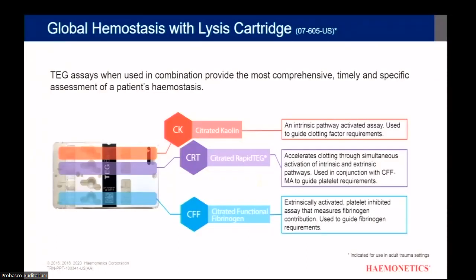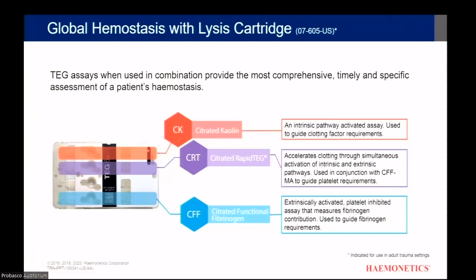The cartridge, again, has the 3 tests in one. So saturated kaolin being the sample that you guys run right now, a la carte. It gives you all of the parameters. So R, K, angle, MA, LY30 will all still report out in that saturated kaolin red tracing. Saturated rapid TEG, I believe we do have that available here. I'm not sure how often you guys utilize it, but ultimately it's a more rapid evaluation of overall clot strength, looking at platelet and fibrin contribution.